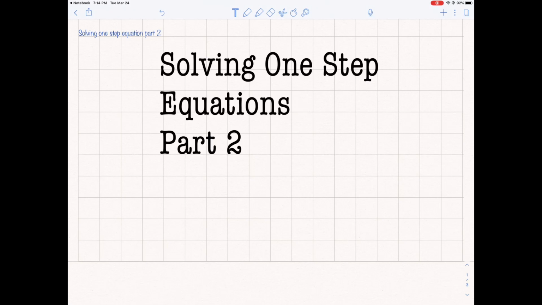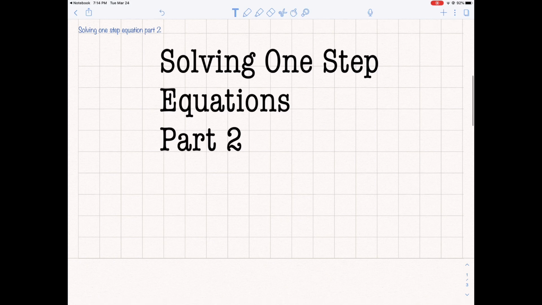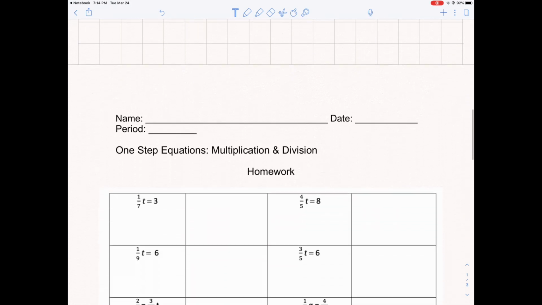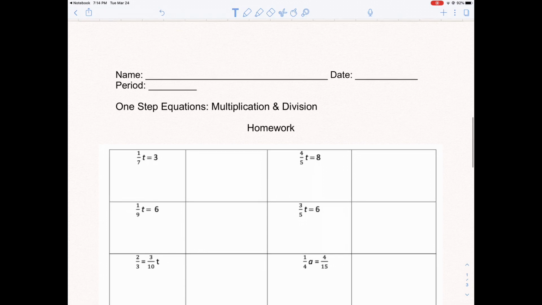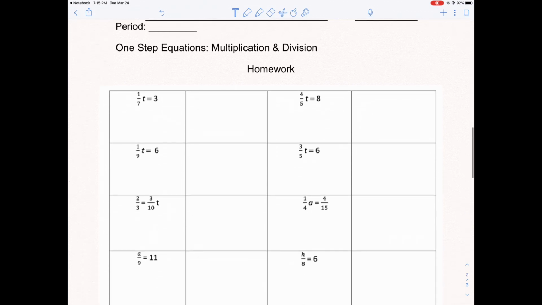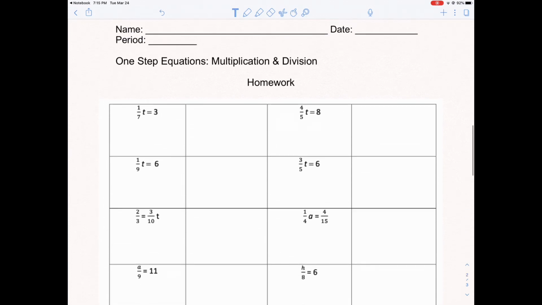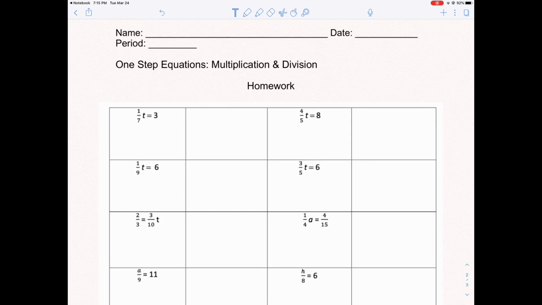Alright guys, we are doing solving one-step equations again. This is part 2. You probably did this at home, but I'm still going to do this for you so we know how to actually do multiplication and division problems in equations.